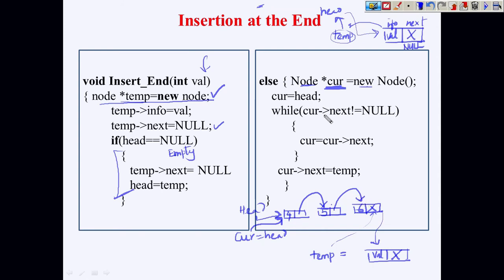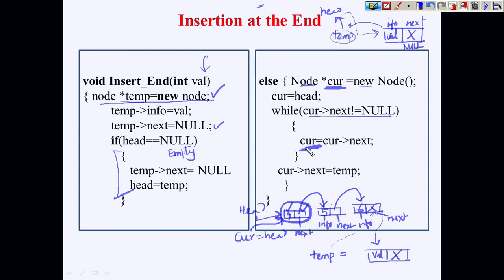Okay, so while current next is not equals to null, so this is your information field, this is your next field, this is your information field, this is your next field, this is your information field, this is your next field. So until the current next becomes null, you keep on doing current equals to current next. Okay, so now look here, this node is current node, and this part is current next. Now this current next is not equals to null, because this holds the address of another node. So this condition is true until the current next is equal to null.